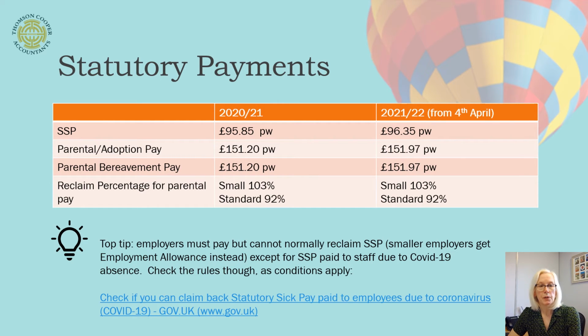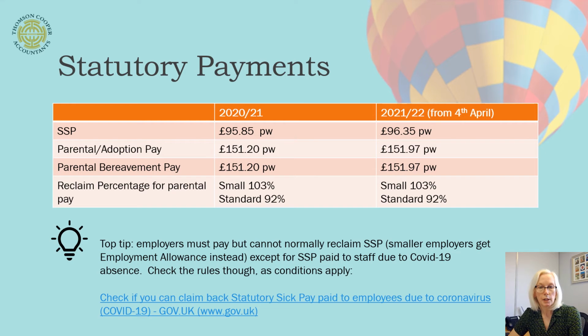Parental payments such as statutory maternity pay, parental leave, and adoption pay are increasing by a whole 77p from £151.20 to £151.97. And remember, if you're a small employer, you can reclaim 103% of these statutory parental payments through your PAYE account. If you are a larger employer, you'll be able to reclaim 92%.